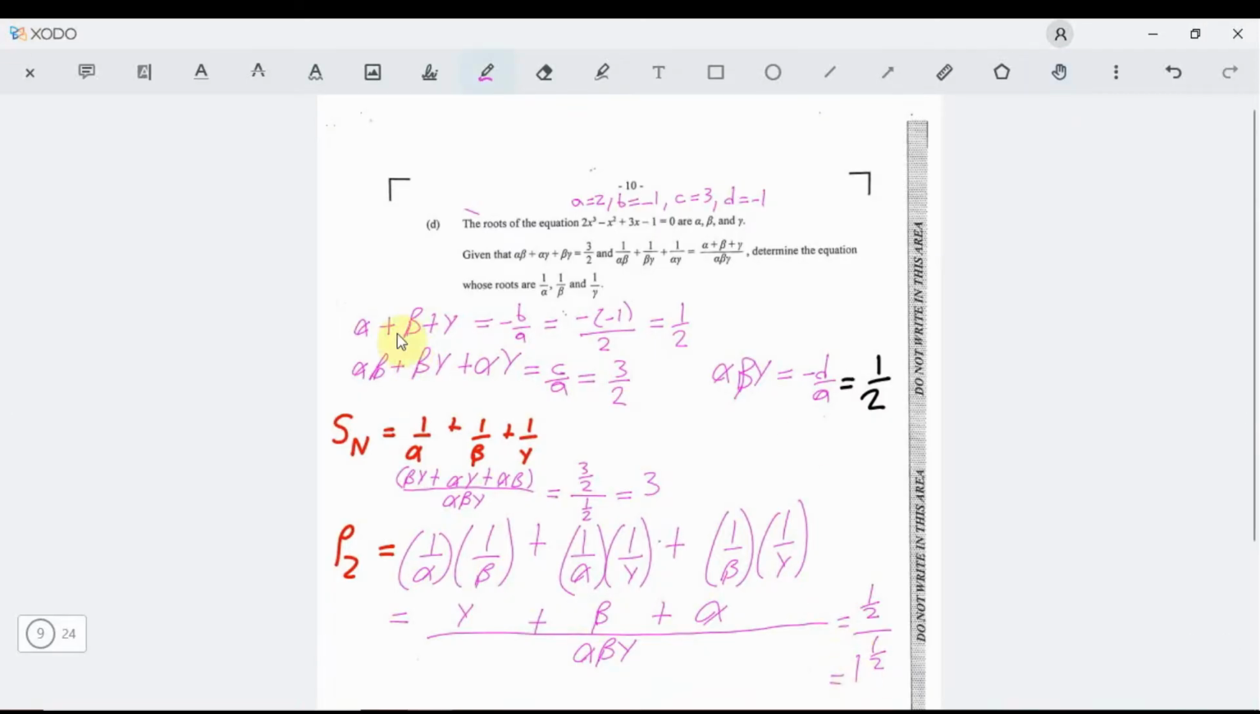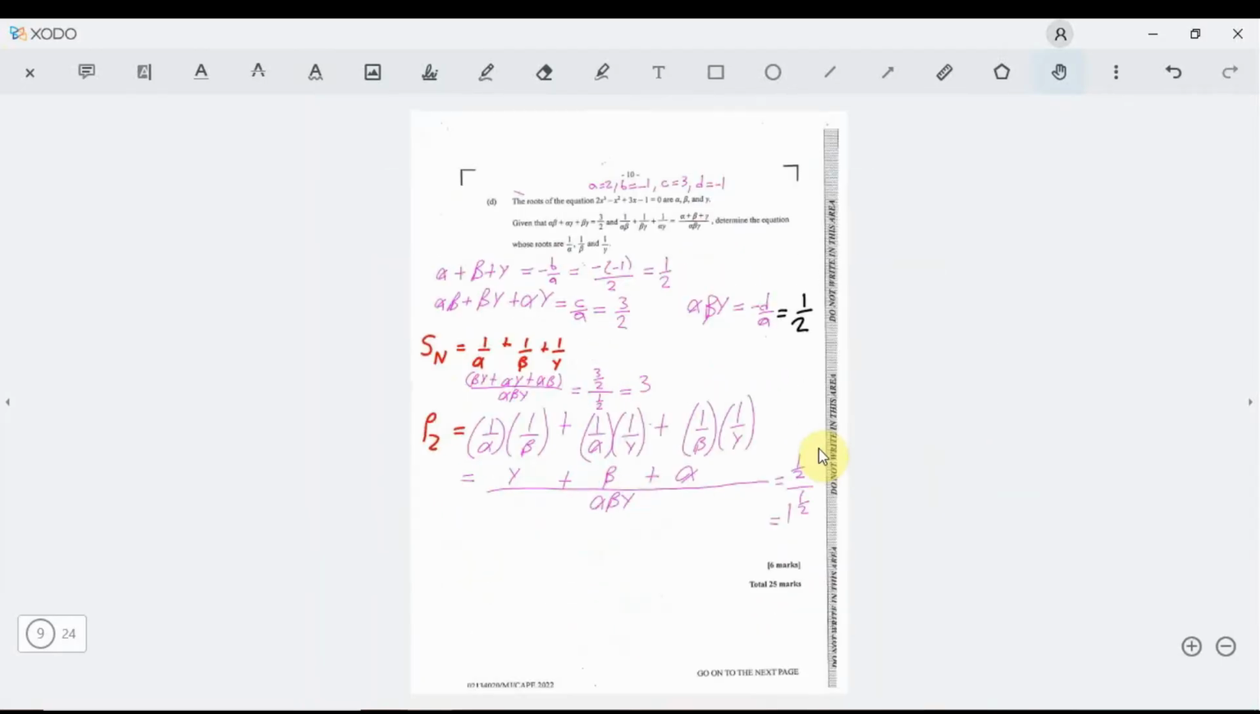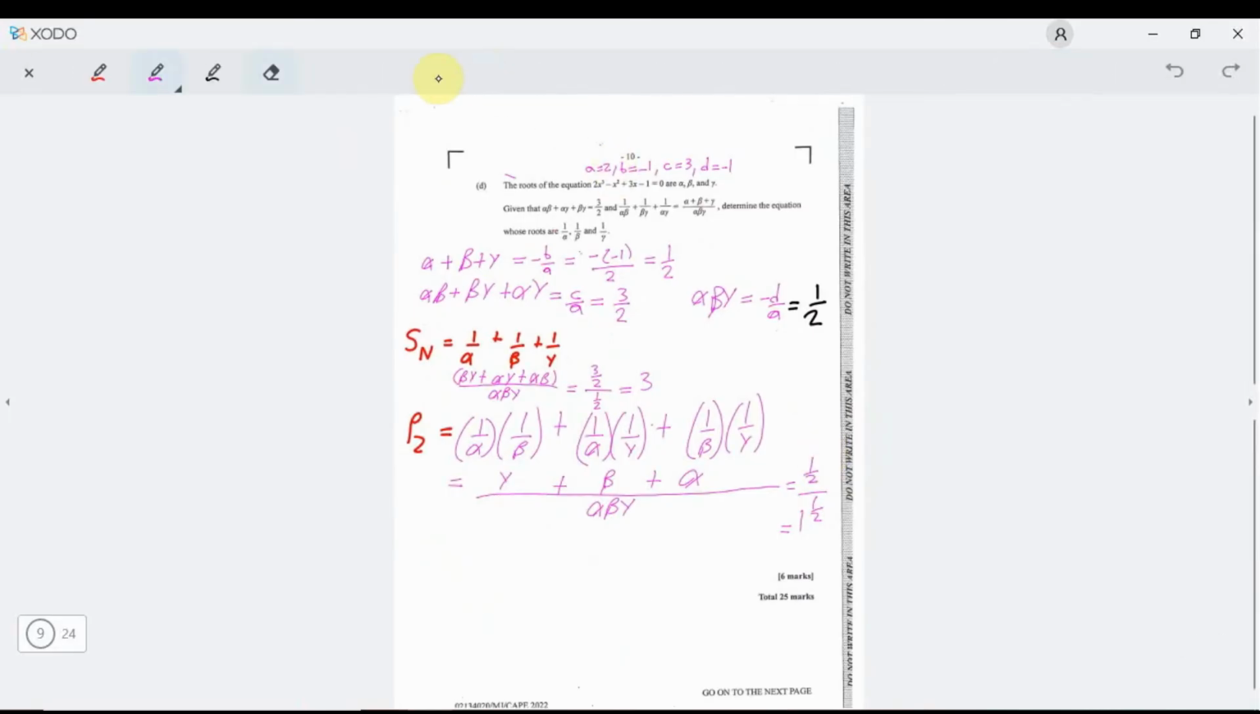But guys, that's so crazy. Look, we didn't even need to write down c over a. They even gave it to us in the question. I don't know why they would give us that in the question. That makes it boring.